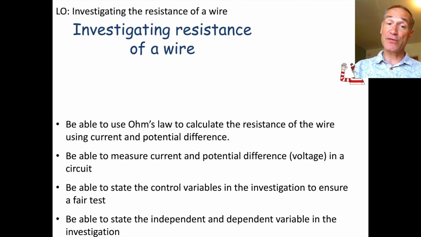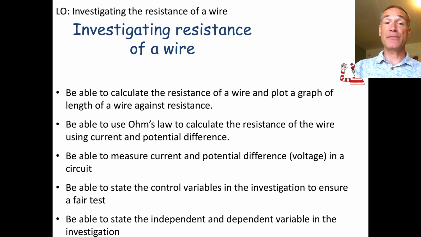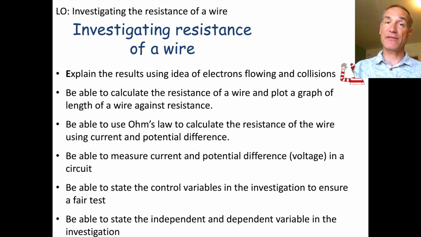You'll be able to use Ohm's law to calculate the resistance of the wire using the current and the potential difference. You should be able to calculate the resistance of the wire and plot a graph of length against resistance. And for some of you, you might be able to explain the idea of electron flow and how that affects resistance.